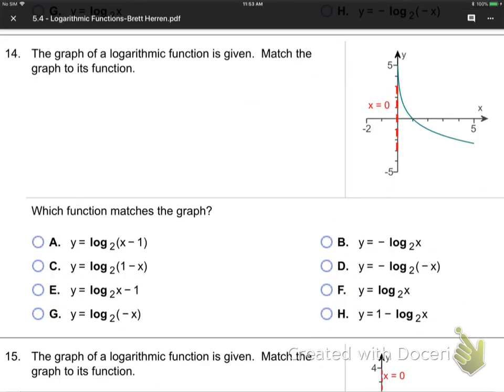All right. Let's try number 14. Think about flips and stuff. Look where that one's going. Try to go through your list and try to eliminate a bunch of things.